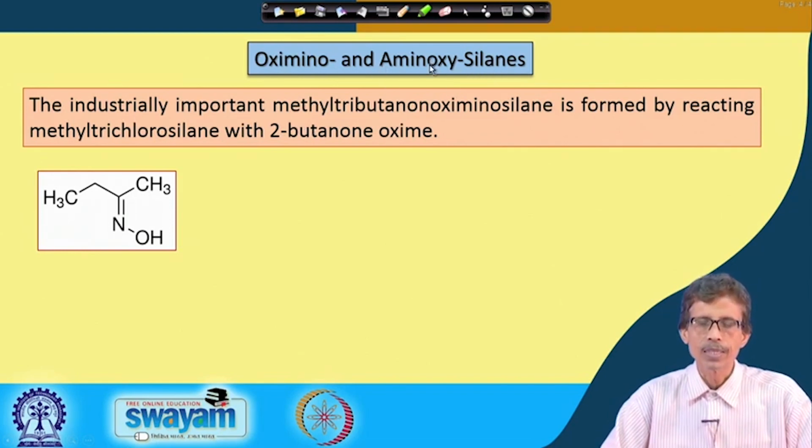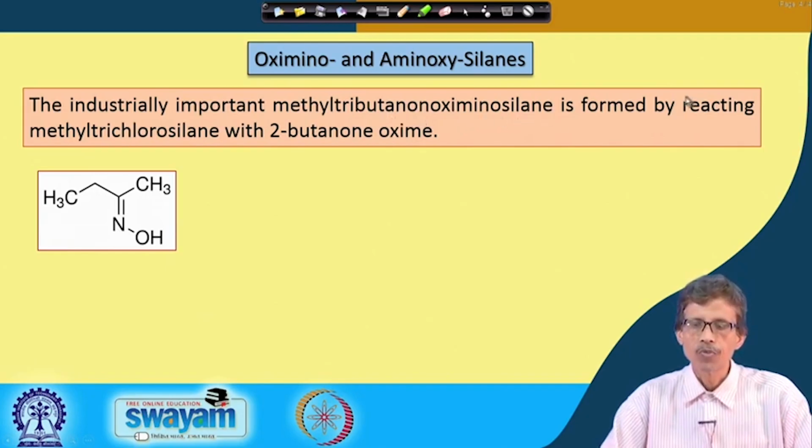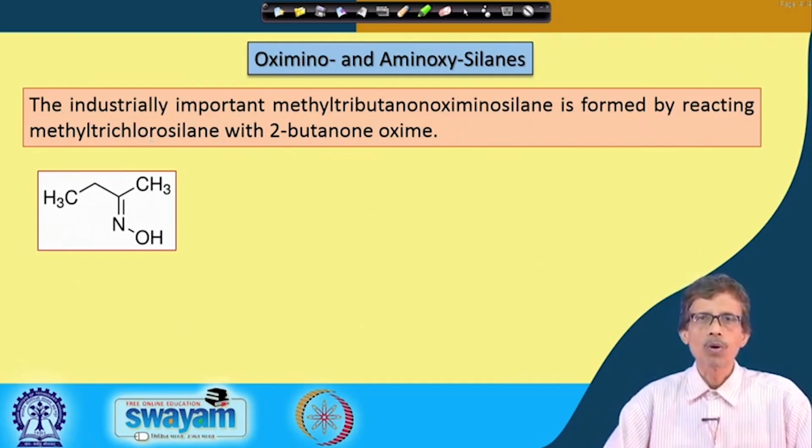oxyaminosilane or amino-oxysilane, that means an amine function is there, one oxygen function is there, and we get the silane. So methyl tributanone oxyaminosilane is formed by reacting methyl trichlorosilane, that means you already have the CH3 function, SiCl3, with 2-butanone oxime.